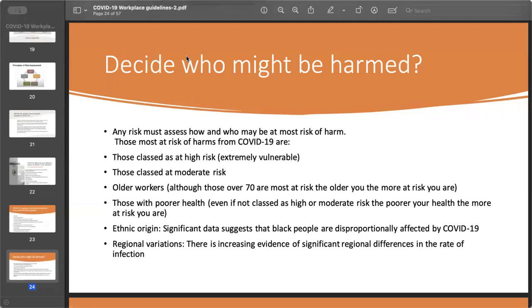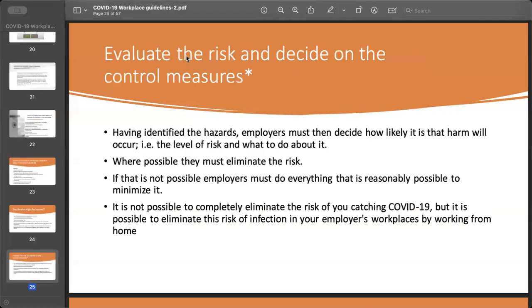Those most at risk of harm from COVID-19 are those classed as at high risk, or extremely vulnerable, those classed at moderate risk, older workers, those with poorer health, and ethnic origin. Significant data suggests that Black people are disproportionately affected by COVID-19. Regional variation: there is increasing evidence of significant regional differences in the rate of infection.